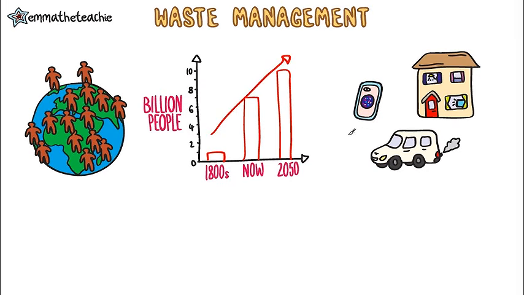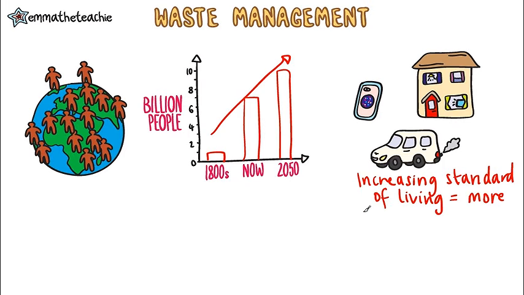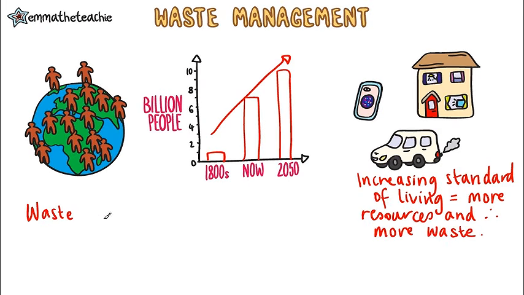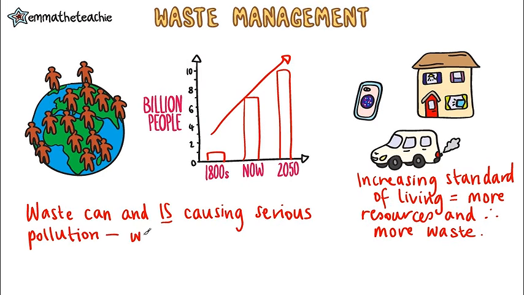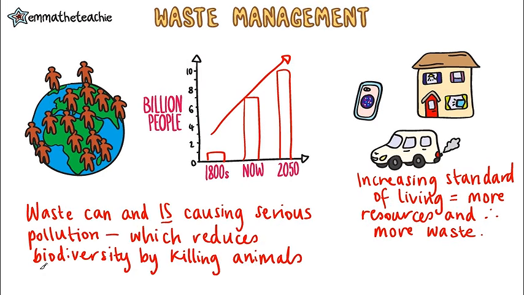In addition to this huge number of people, our standard of living is definitely increasing. This means that we are using more and more resources and producing more and more waste. And if this waste isn't handled properly, it can cause serious pollution, which is reducing biodiversity by killing animals and plants.